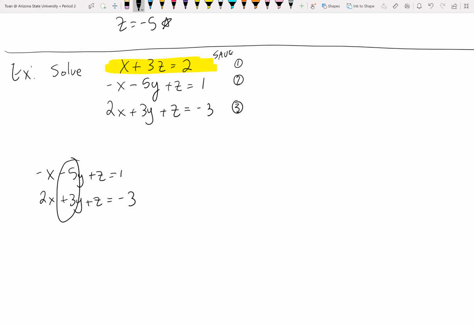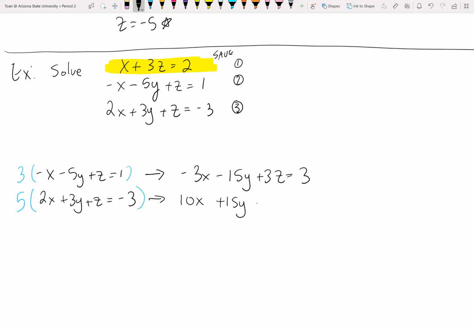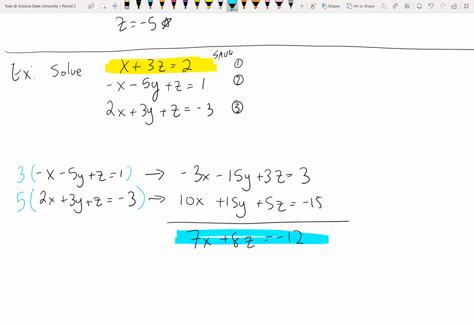I got a negative 5 and a 3. They're not the same. LCM is 15. So the first equation needs a 3. The second equation needs a 5. They're already opposites, so I don't need any extra negatives. Negative 3x minus 15y plus 3z equals 3. So here we have 10x plus 15y plus 5z equals negative 15. Go ahead and add these two equations. That's 7x, the y's eliminate, plus 8z equals negative 12. So that's our blue save.